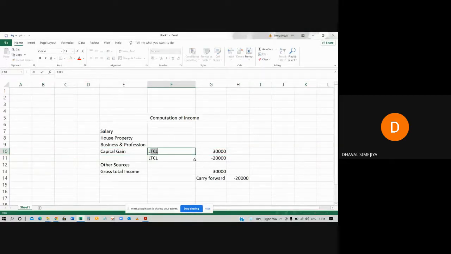Sir, I am having long-term capital gain of 30,000, then it will be set off, and the net result will be 10,000. Both long-term, then it will be set off. But if I am having a short-term capital loss of, let's say, 2 lakh rupees and long-term capital gain of, let's say, 5 lakh rupees, then it will be set off. Why? Because short-term capital loss can be set off with both long-term and short-term. But long-term capital loss cannot be set off from short-term. It will be set off from long-term capital gain only.